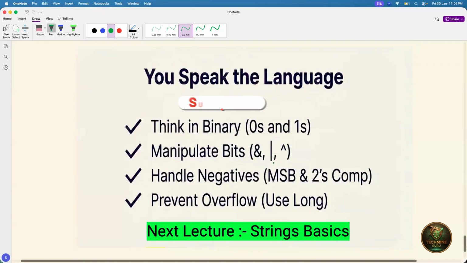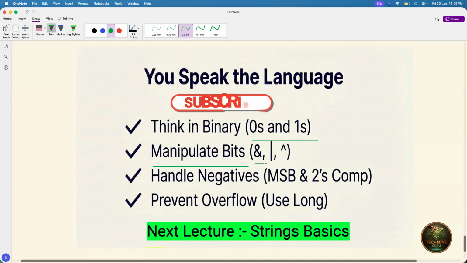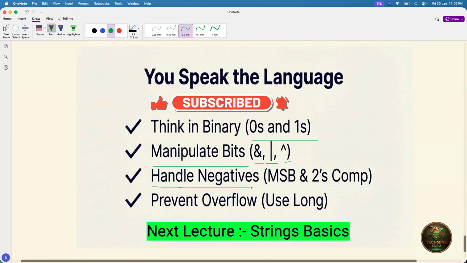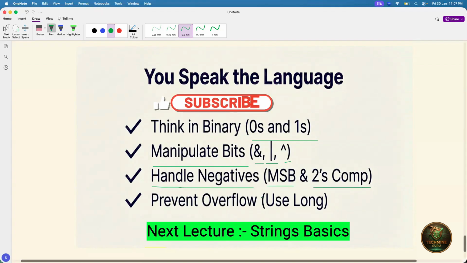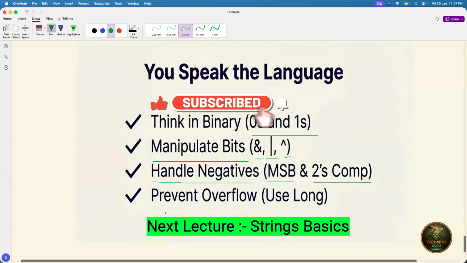So today you learned to speak the language of thinking in binary, that is zeros and ones. Now you know how to manipulate bits using the AND, OR, XOR, and NOT operators. And you know how to handle negative numbers with the help of MSB and 2's complement. And now you also know how to prevent overflows during calculation by typecasting to a larger bucket. So in the next lecture, we are going to learn about string basics.